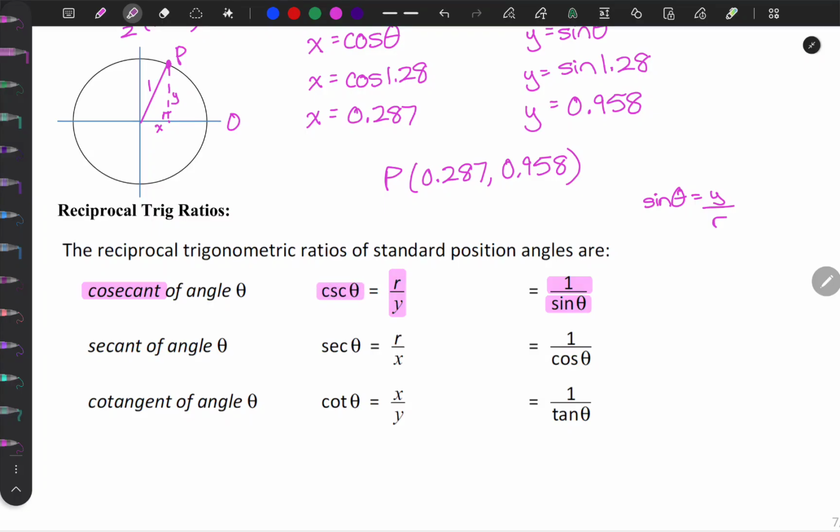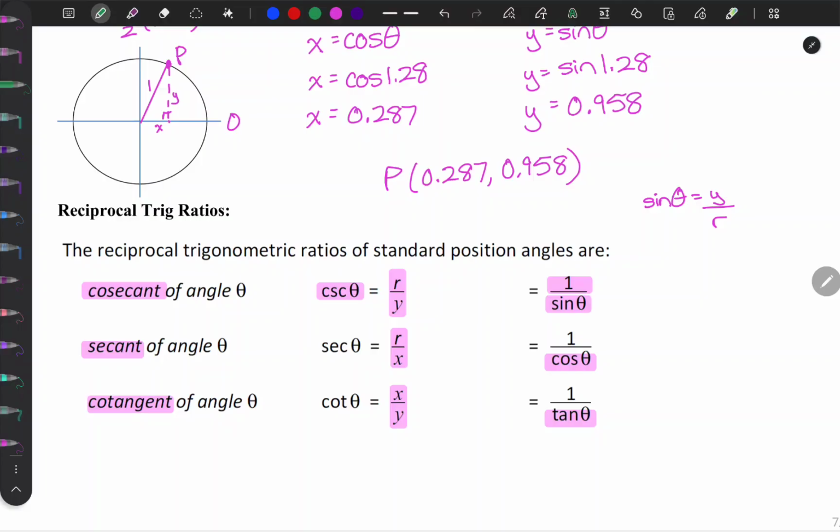We have similar reciprocal ratios. Secant is the reciprocal of cosine theta. It's r over x. And cotangent is the reciprocal of tangent. It's x over y. So notice that we use the same letters x, y, and r. However, each individual ratio is simply the reciprocal of the other trig ratio. We may sometimes be asked to find these ratios, or we may be given one of these ratios, in which case it's pretty easy to translate it into a primary trig ratio instead before we work with it.